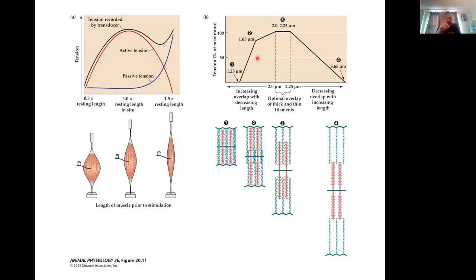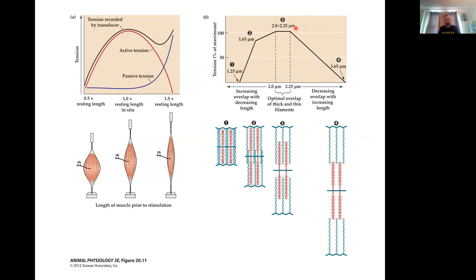Now, there is kind of an interesting thing that happens here. I'm not going to worry about this guy over here right now. This is something that I just don't think I can explain over a video. But this over here is pretty interesting to me anyway. And this is the length-tension relationship. Okay. And the idea here is that for a skeletal muscle, there is an optimal length, right, at which we can generate the most force.